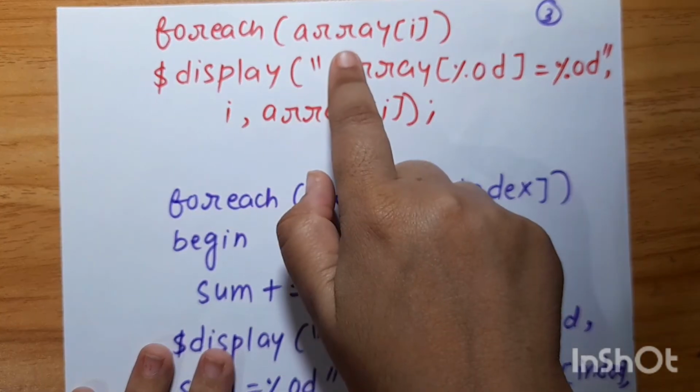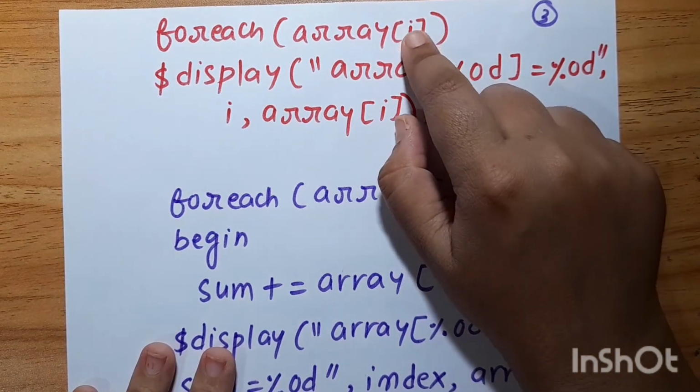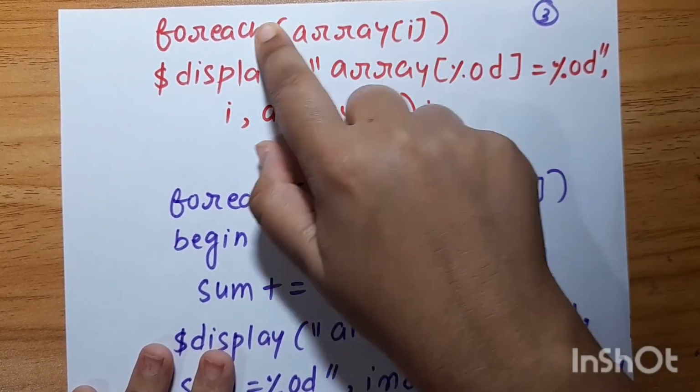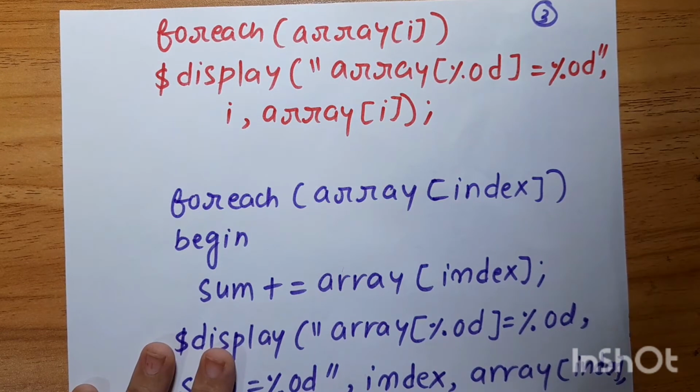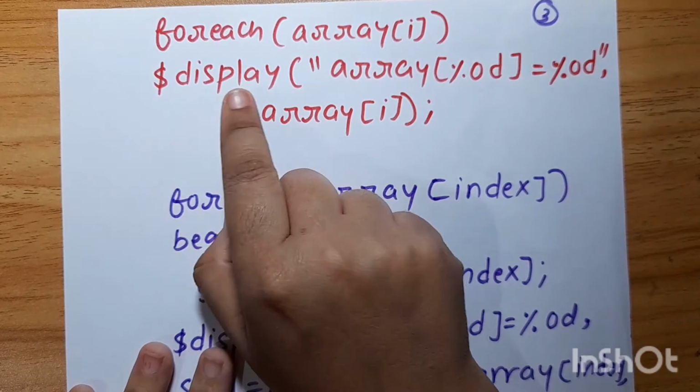Now foreach array[i]. So array[i] means what? i is the iterator or index of the array. Okay, array is the name of the variable. For each iterator I want to display that particular element. So the system task $display is called.